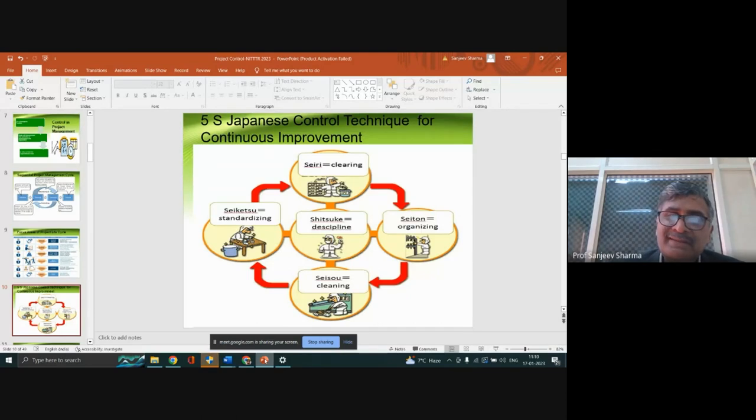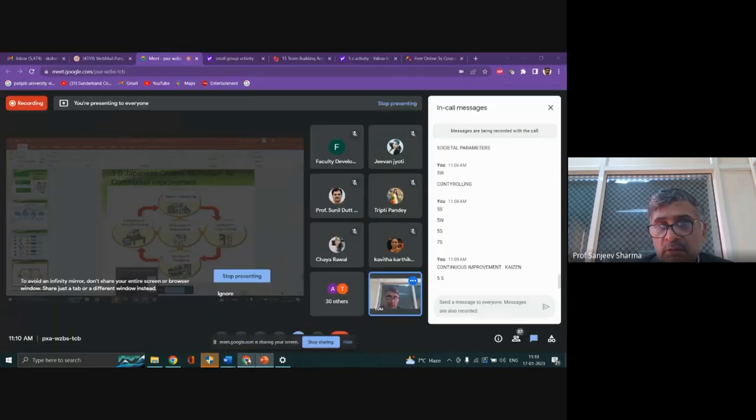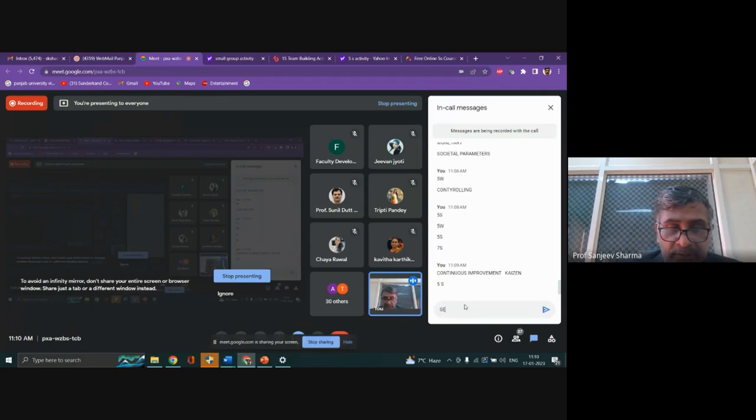First and foremost, before you initiate your work, you must clear the space where you are producing the product. So first and foremost is the concept of Seiri. Seiri means clearing the area.